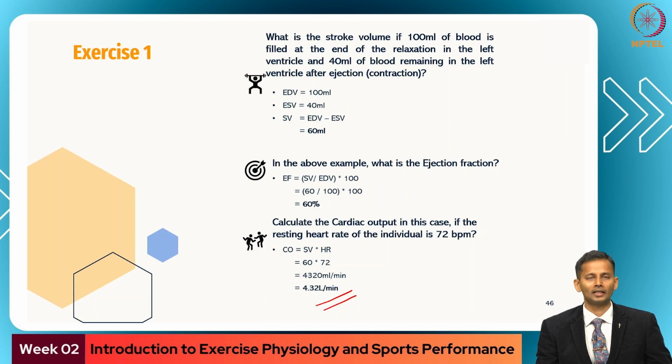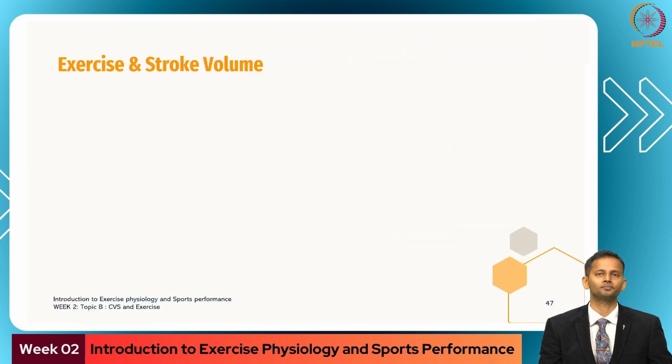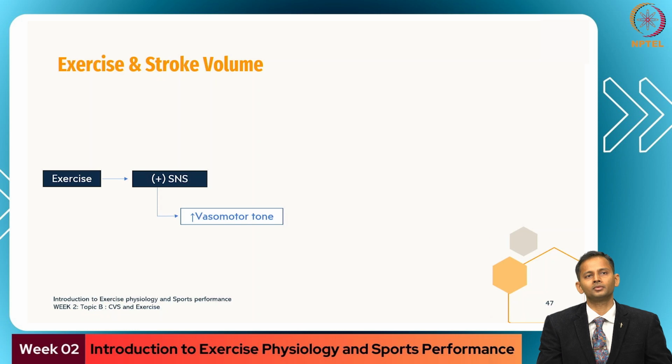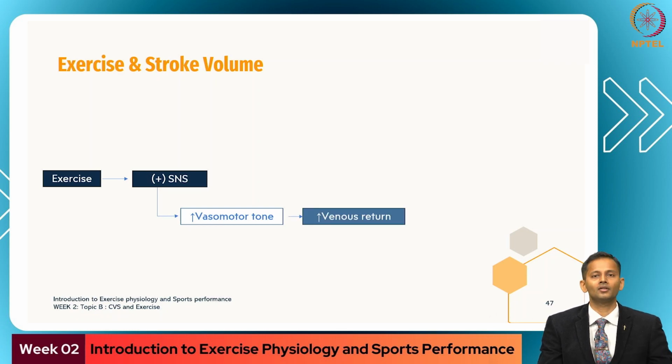So I hope you have understood the concept of end diastolic volume, end systolic volume, ejection fraction, and cardiac output calculation. So what happens to the stroke volume during exercise? As you exercise, there is stimulation of the sympathetic nervous system. So I said there is hormonal release, you have adrenaline and noradrenaline, and also the stimulation of the sympathetic nervous system. So this causes an increase in the vasomotor tone, thereby the diameter of the vessels constrict throughout the body, especially in the veins, which causes an increase in the venous return.